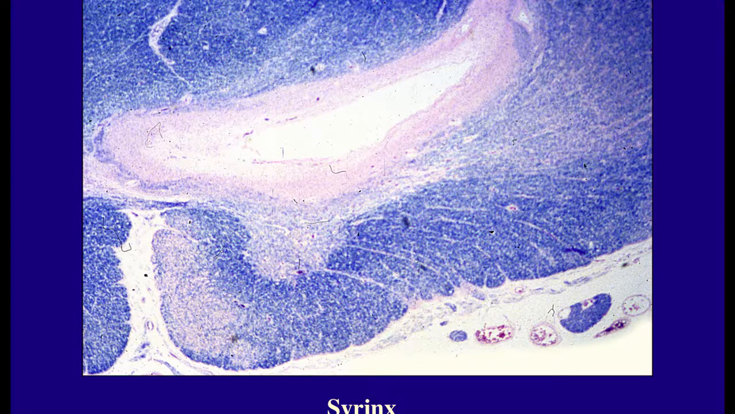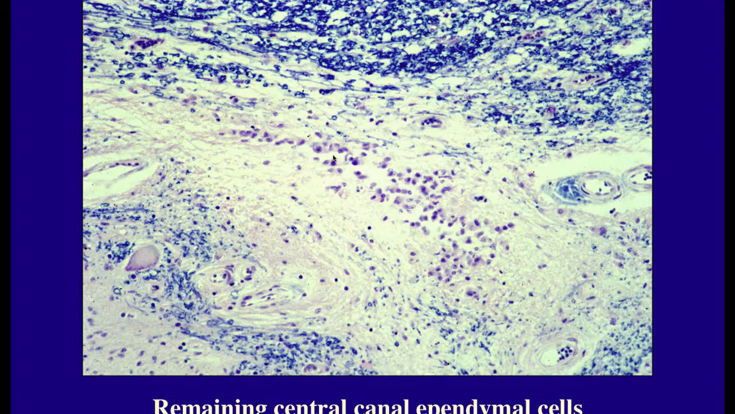And you can see on this combination dye stain, this pink region are the reactive astrocytes around the central cavity of the syrinx. And once again, the syrinx does not involve the central canal. These are the ependymal cells that line the central canal. These are normal in the adult. If the disease process did involve the central canal, it would be known as either a hydromyelia or a syringohydromyelia.